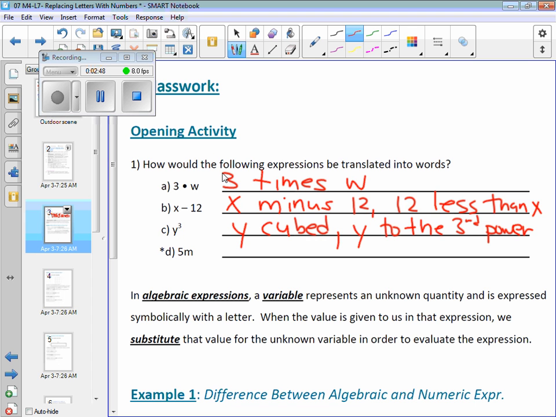The last one, it has a star because I want to see if you can remember what to do when there's no symbol or no operator. D. Yes, 5 times n.